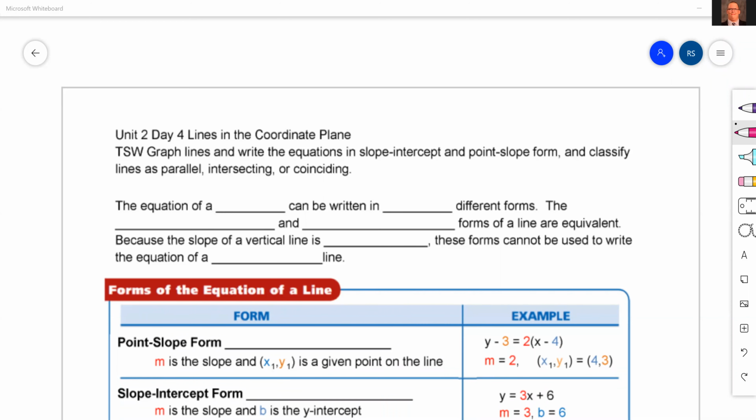Okay, so this is the last day of new material for Unit 2. We may still have some practice days, but as far as new material goes, this is it. And even then, this shouldn't be new material. I know y'all did a lot of graphing lines in Algebra 1. So this shouldn't be totally new.